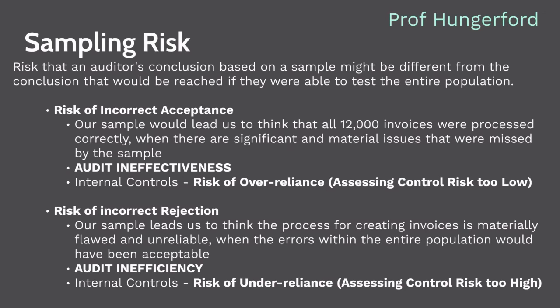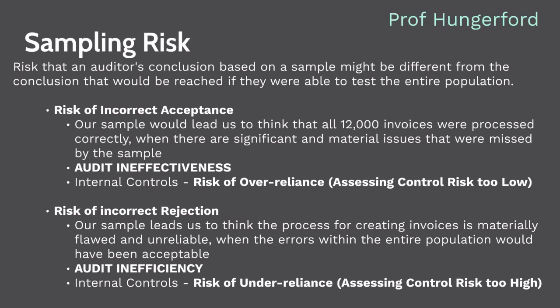So we have internal controls out there, and because we've now said that, geez, everything works really good, we can trust that invoicing system, we're going to have that risk of over-reliance or assessing that control risk too low. So if we assess it too low, that means we're thinking, oh, we're not going to detect anything, so we'll have a higher detection risk, which means we'll lower our audit testing procedures or our substantive tests, which means we might miss some material misstatement. So that's the risk of incorrect acceptance.